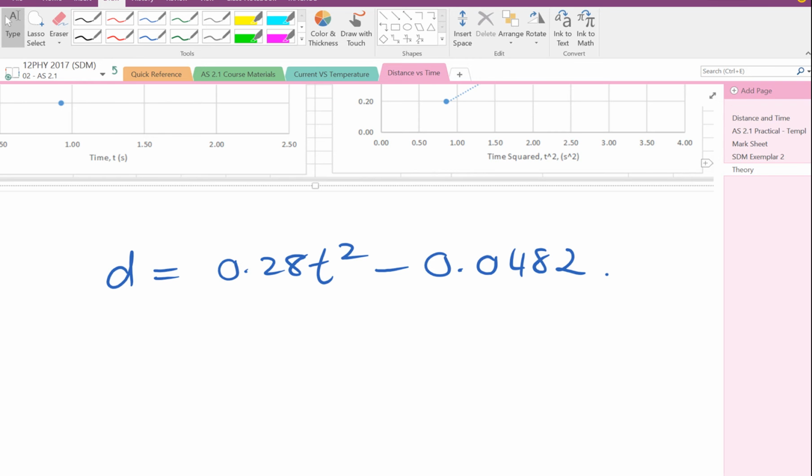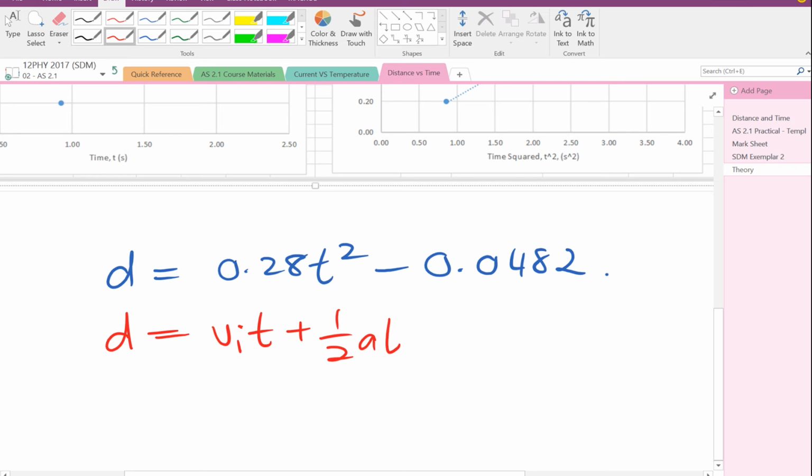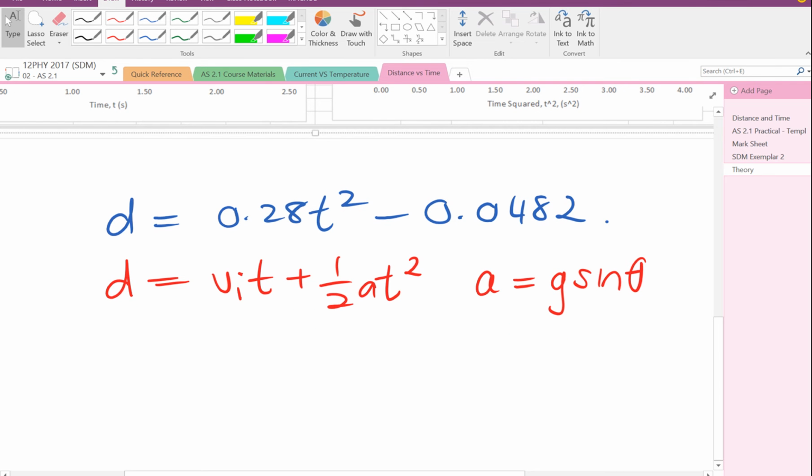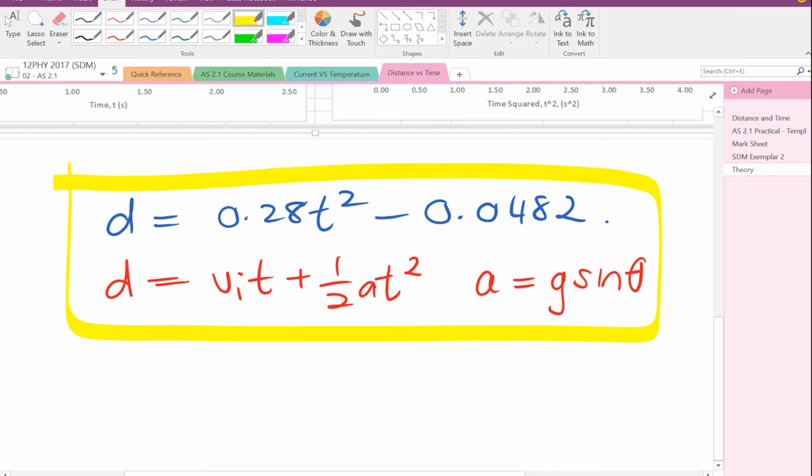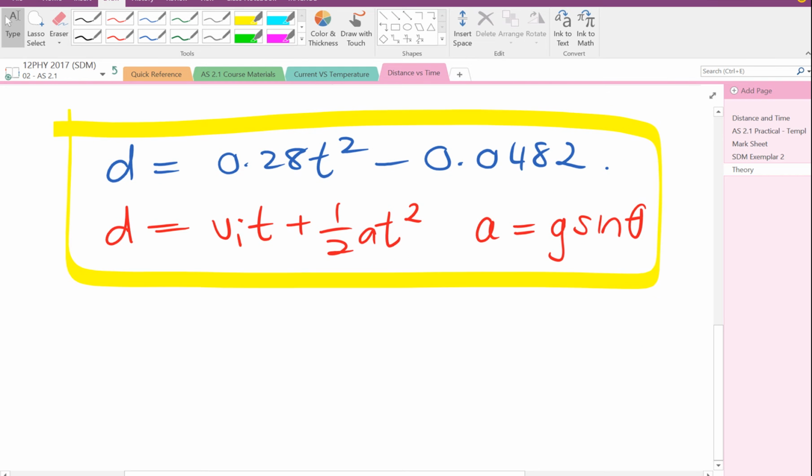So we have, in theory, we've been told that D is VIT plus a half AT squared, and they tell us that A is equal to G sine theta. So that is our theoretical equation, and we have to go through a process where we can compare the two of them and see how good our one is. All right, let's try and simplify the theoretical equation to make our lives a bit easier.